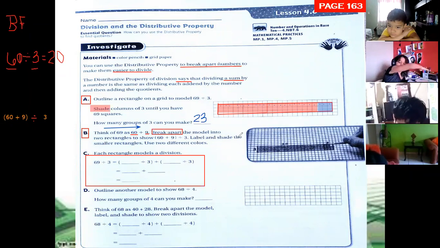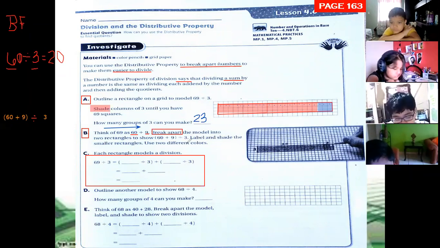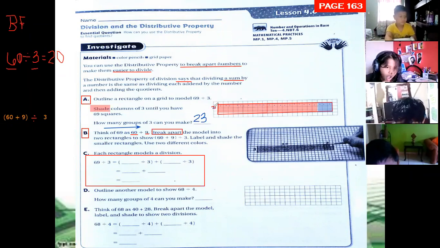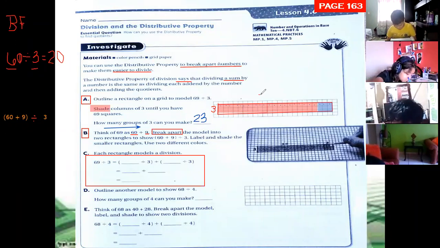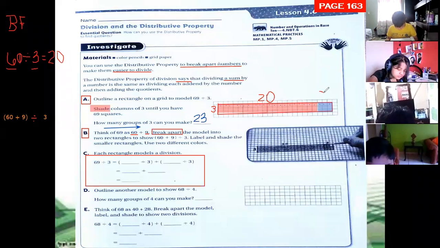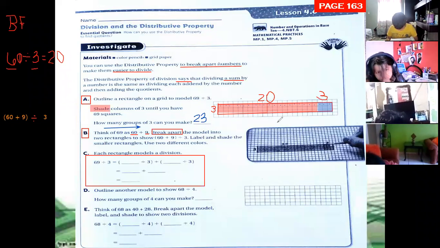So label and shade the smaller rectangles in different colors. Here, you're going to write 3 because we have 3 rows. In the red part, 20. And in the blue part, 3.